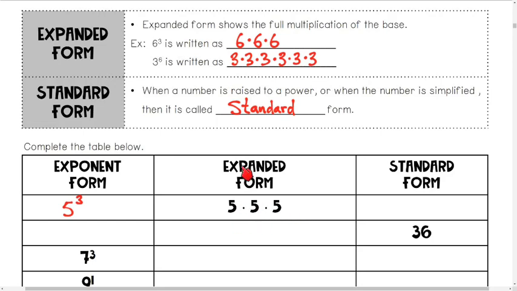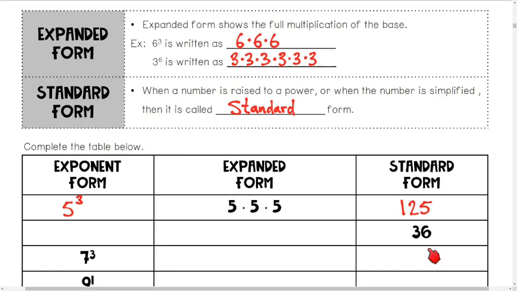There's 3 of them, just like there was up here, and since there was 3 of them, that was 6 to the 3rd power. Well, the base here is 5, so this would be 5 to the 3rd power. And in standard form, we would just take 5 times 5 times 5. So 5 times 5 is 25, times 5 is 125.